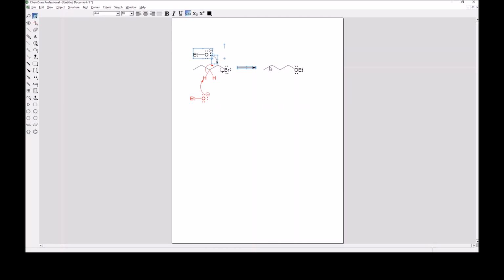So I'll color the SN2 pathway here in blue, and I'll color the E2 pathway in red, and we'll make a note of that, SN2.